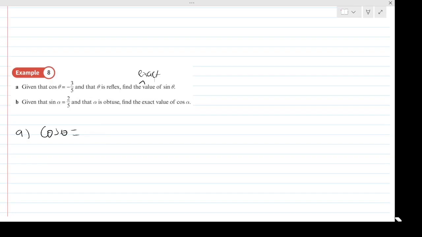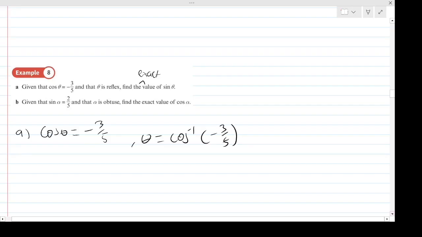When we looked at the last section with triangles and the cosine rule, you might be inclined, fair enough, to say just do inverse cos. So theta is inverse cos of minus 3 over 5. If you do that in your calculator, you'd get 126.869 and so on.